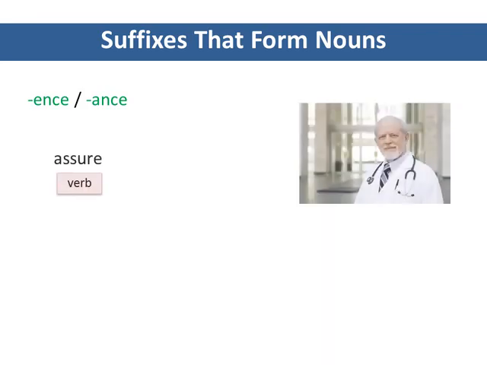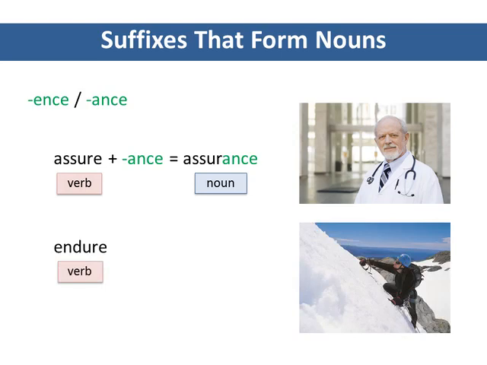Now, let's start with a verb, assure, and make it a noun with ance, assurance. Again, notice the spelling. What is different? What happens when we have the verb endure, but we need a noun? Right, we drop the E and add ance, and form endurance.